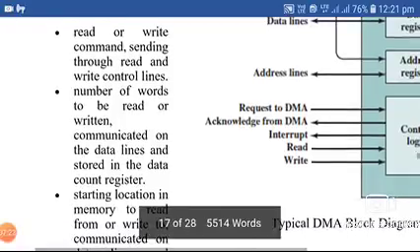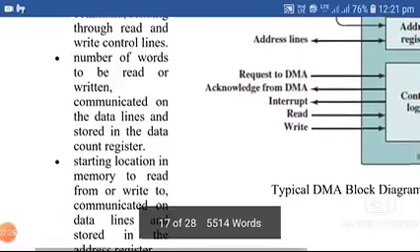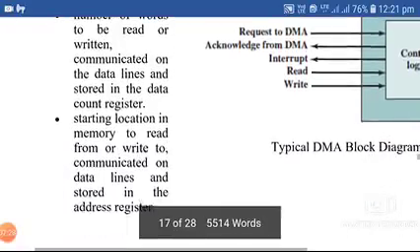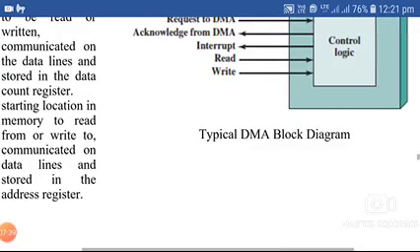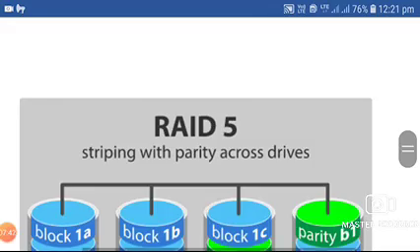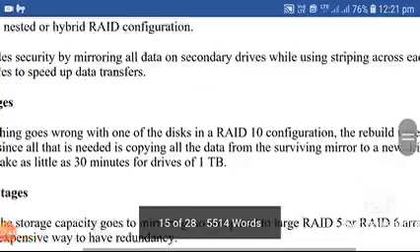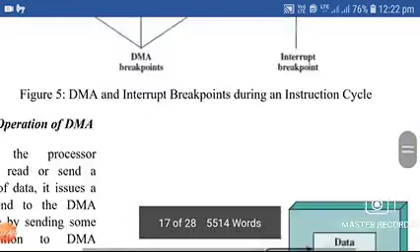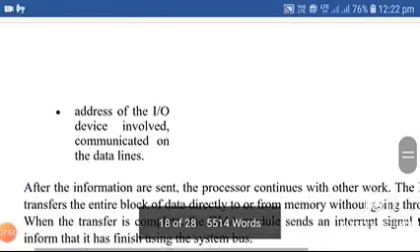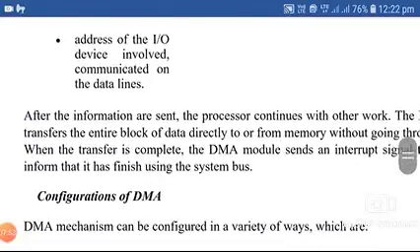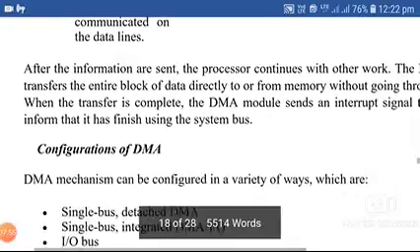Number 2, the number of words to be read or written, communicated on the data lines and stored in the data count register. Number 3, the starting location in memory to read from or write to, communicated on the data lines and stored in the address register. So this is the diagrammatical representation of the typical DMA block diagram. Next point is the address of the I/O device involved, communicated on the data lines.